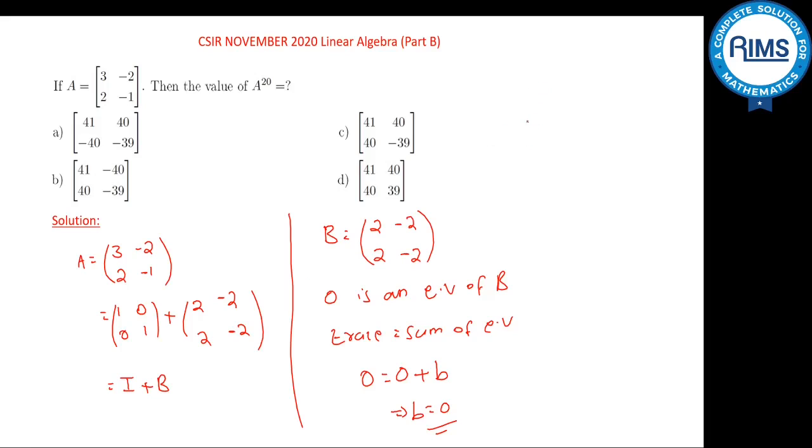And we know that for a 2 by 2 nilpotent matrix, B square must be 0. If B square is equal to 0, then B cube equals 0, and so on, up to B raised to any power equal to 0. Now we have to find the value of A raised to 20. Okay, what is A raised to 20?